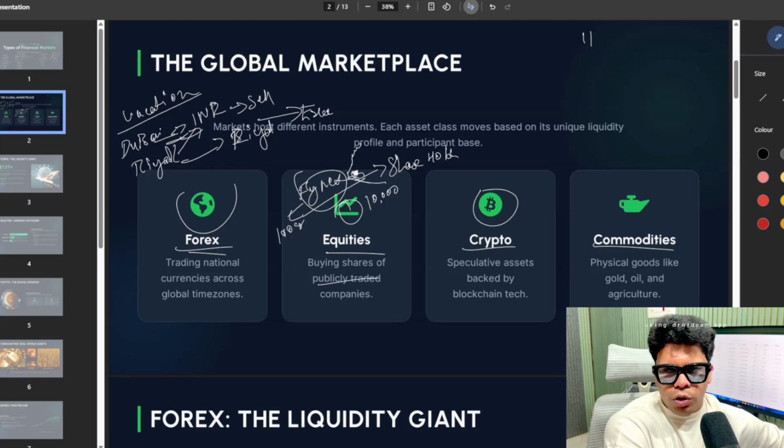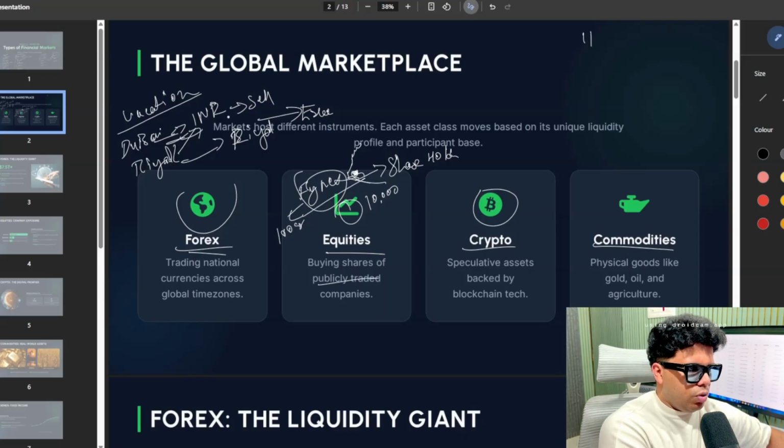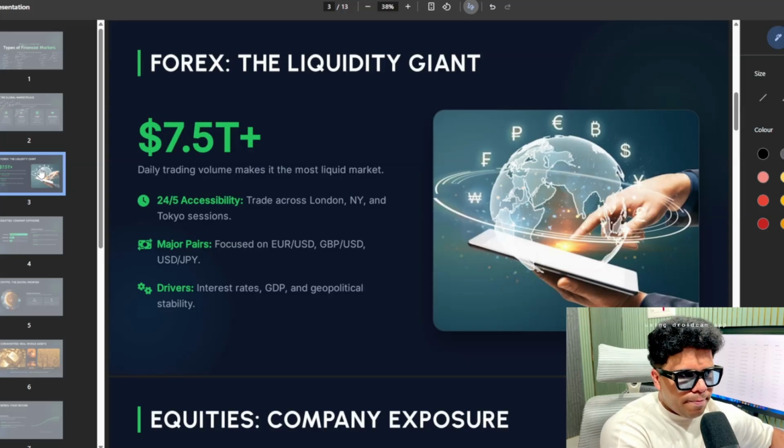Okay, this all comes in commodities markets. Oh, we get it. You understand the four markets, right? So right now we are going to understand deeply about these other markets. Okay, the first one is the forex market. The forex market is called a liquidity giant.